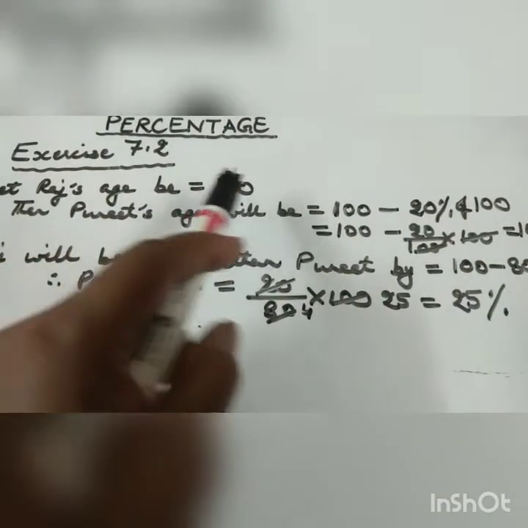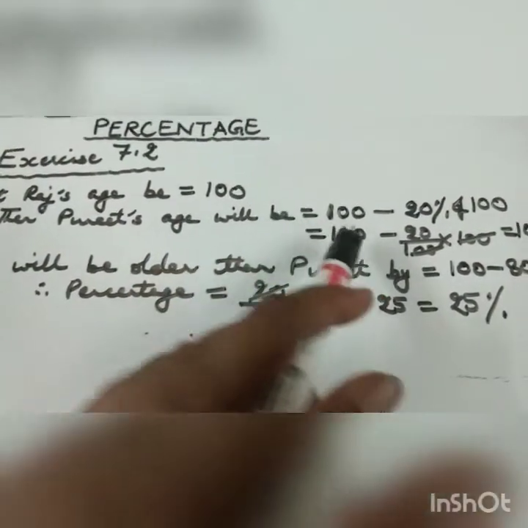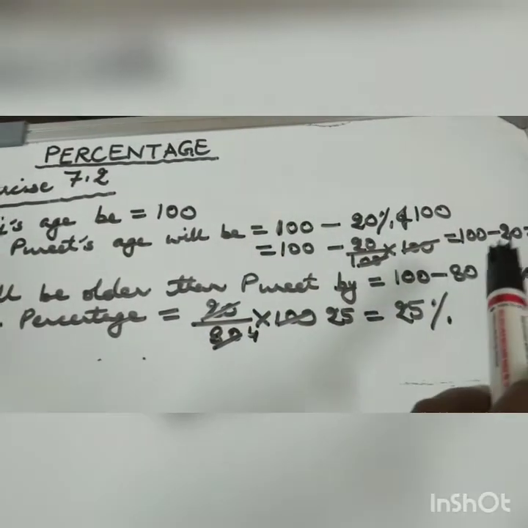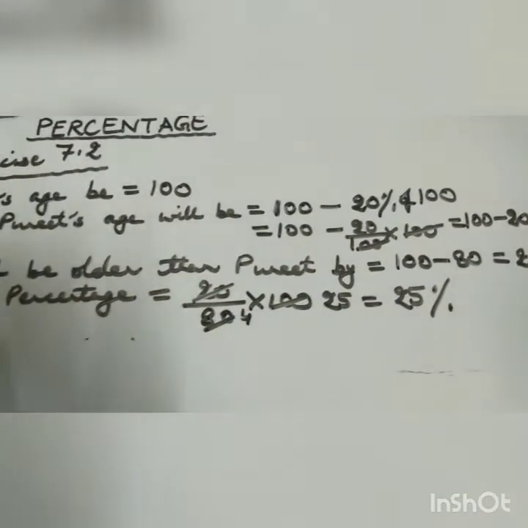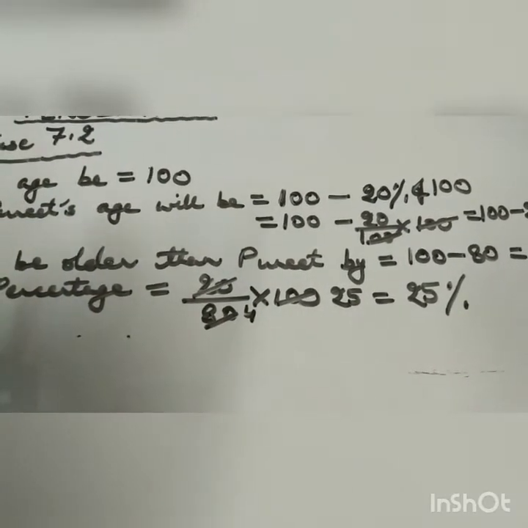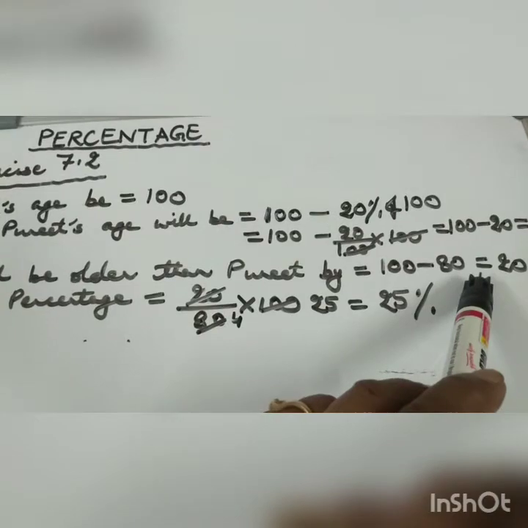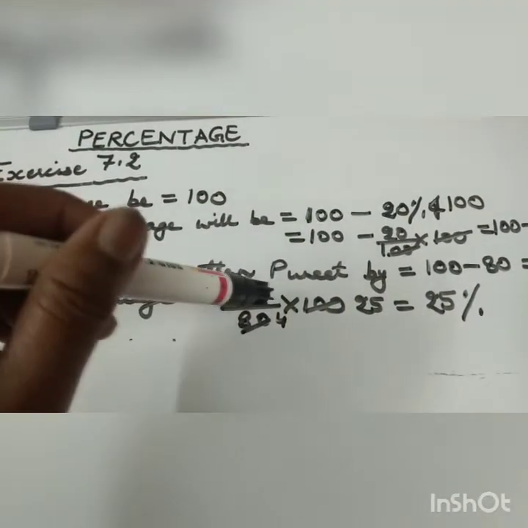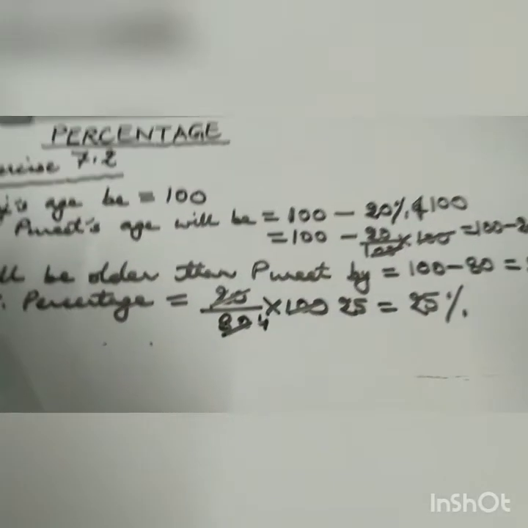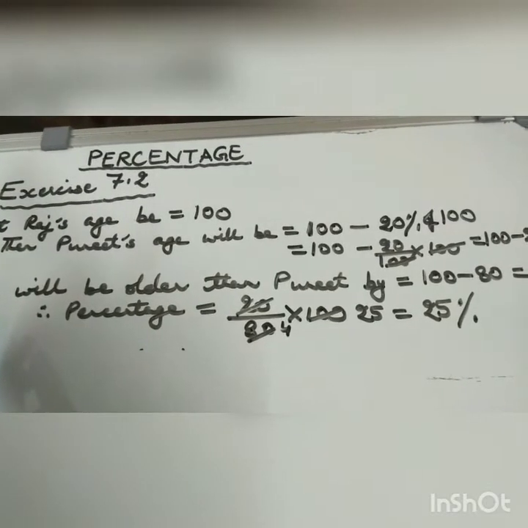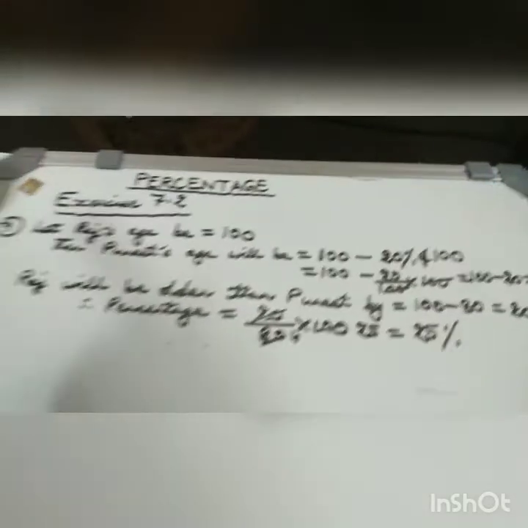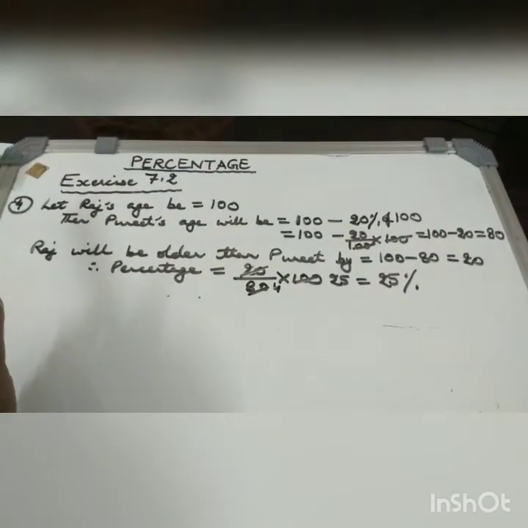Then Puneet is 20% younger. So 100 minus 20% of 100. So that becomes 100 minus 20 equals 80. So Puneet's age becomes 80. Now how much is Puneet younger? 100 minus 80 equals 20. Now percentage will be 20 upon 80 into 100, because 80 is Puneet's age. So change is 20. So 20 upon 80 into 100 equals 25%.